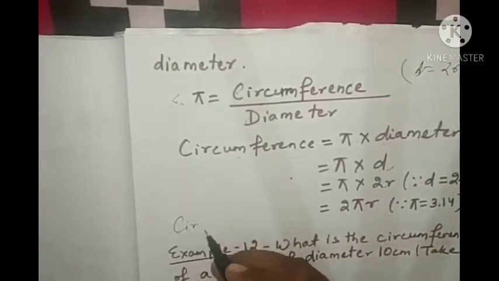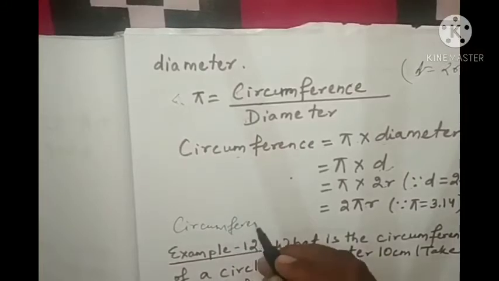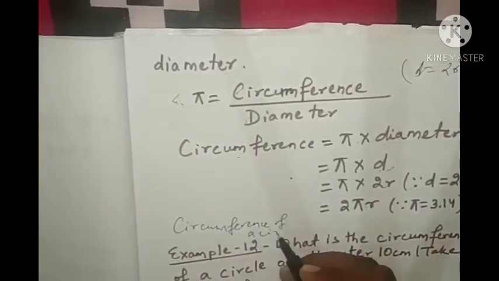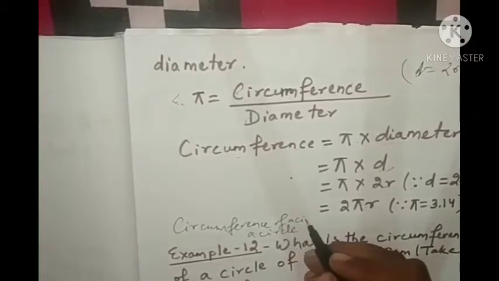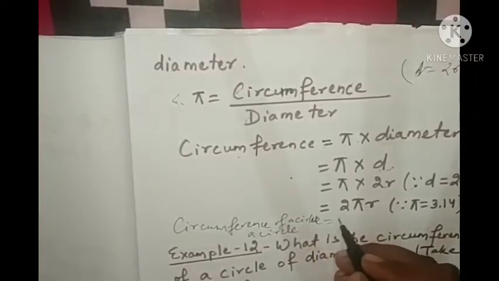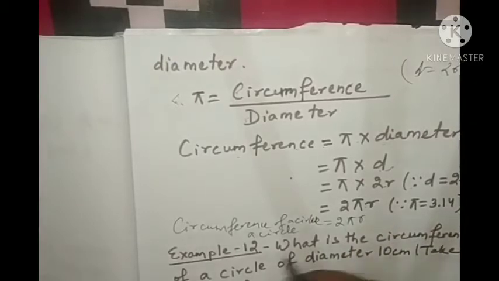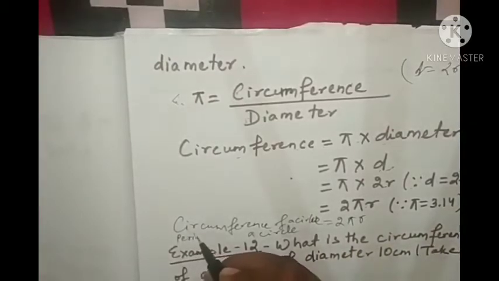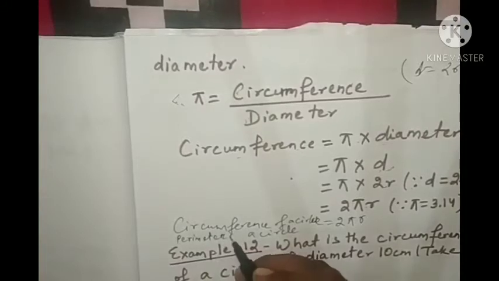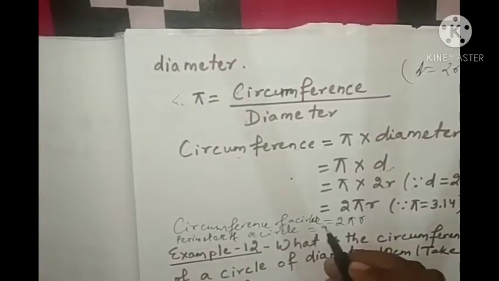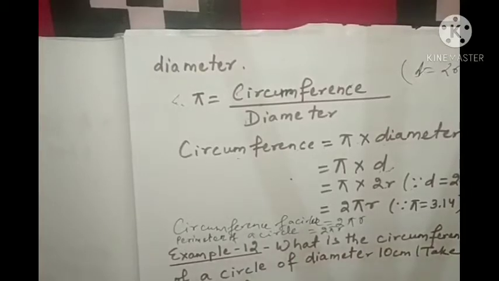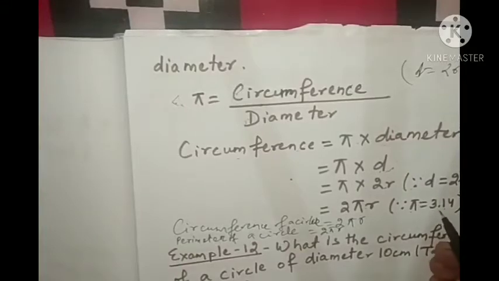Circumference of a circle equal to 2 pi r. Or you can write perimeter of a circle. When somebody asks perimeter of a circle, it is 2 pi r. So perimeter is circumference. And pi is always how much? Pi's value is 3.1416 like that, but always you write 3.14. This is the value of pi.